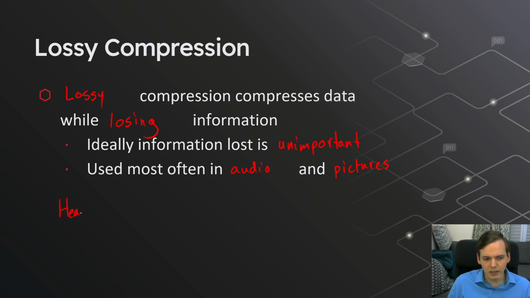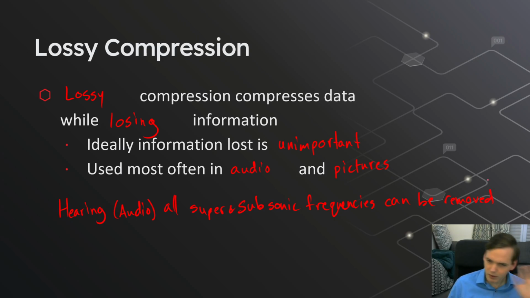For example, with hearing and audio, all super and subsonic frequencies can be removed. There are sounds that the human ear can't hear, no matter how good your hearing is, because they're above or below our range of hearing. So if you record in a studio, you get a bunch of that information, and you can throw that away. You can choose to get rid of stuff we know we're not going to need. Or you can get rid of some of the really fine detail that most people aren't going to notice or care about.